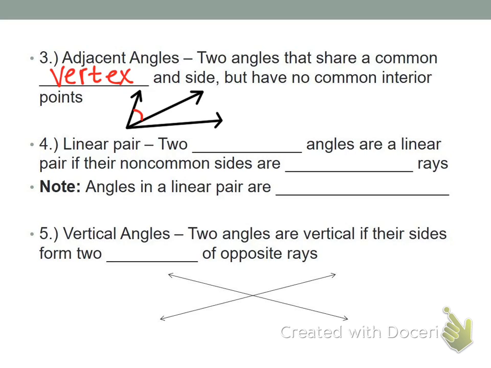This angle here and this one here. I'm using two different amounts of tick marks or arc marks because those angles are not necessarily congruent. But those are the adjacent angles. They share a vertex and a side, but they don't overlap.